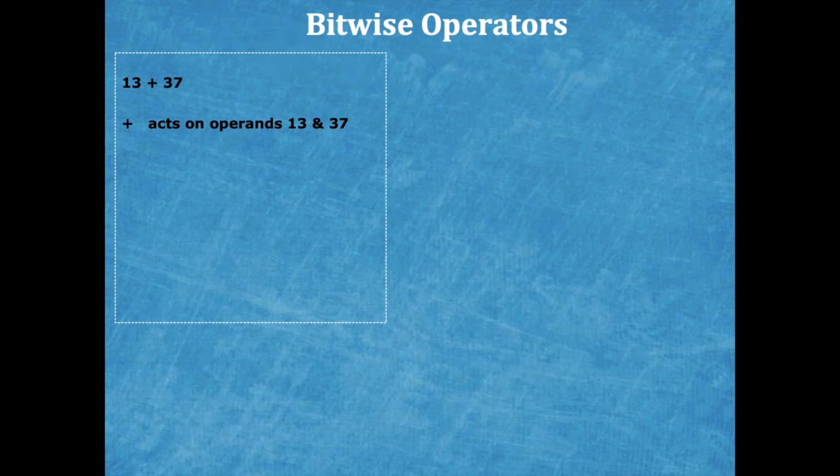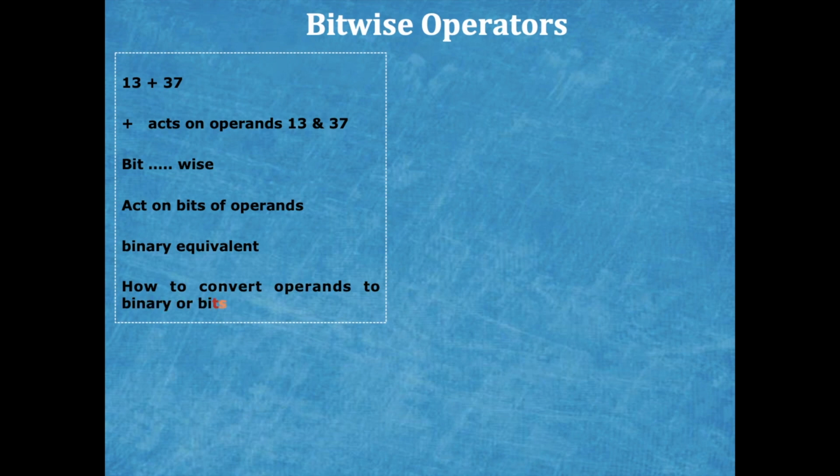But instead of plus, if this is a bitwise operator, look at the word bitwise, then the bitwise operator will act on the bits of the operands. Now, the question is, what is the meaning of bits? In other words, the bitwise operator will act on the binary equivalent of the operands. So, how do we convert operands to binary or bits?